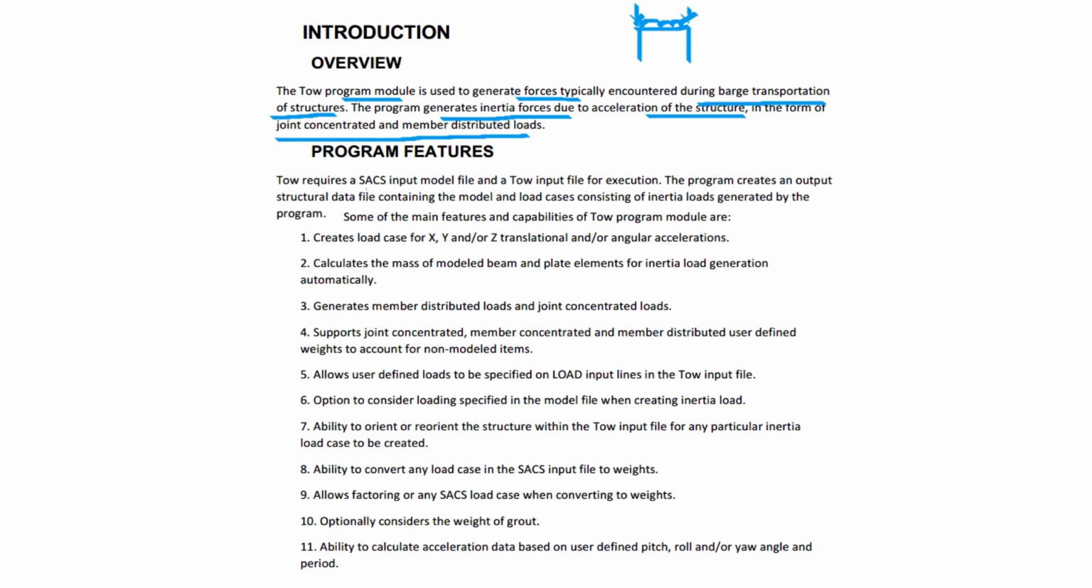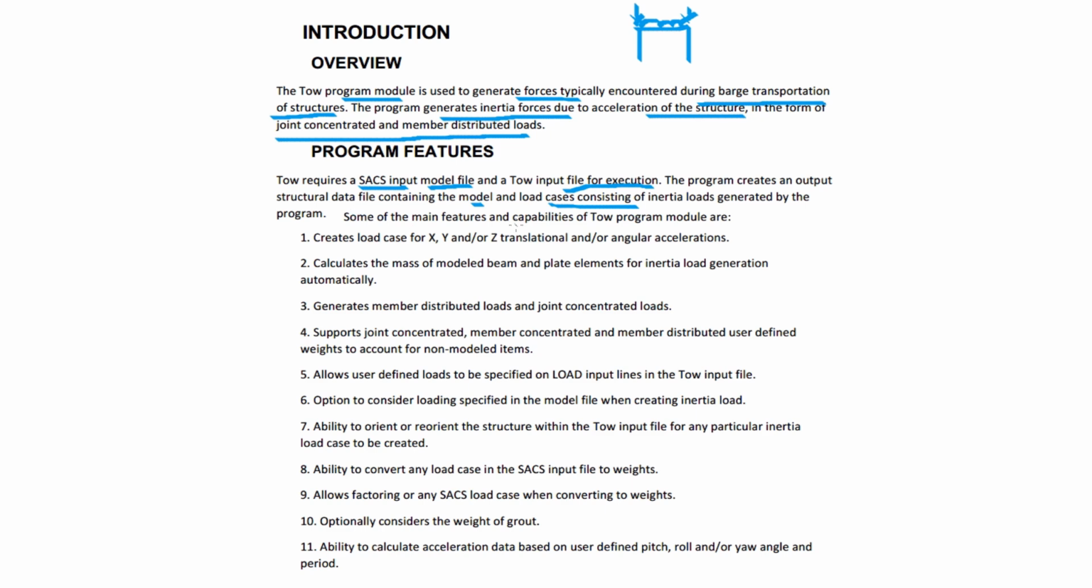Program features: if you see, the TOP program requires a SACS input model file. So we need to have the input model file. From the model file it will calculate the member segments and member properties, and a TOP input file for the execution. So there are two inputs, the model file and the TOP input file. The program creates an output structural data file containing the model load cases consisting of inertia loads generated by the program.